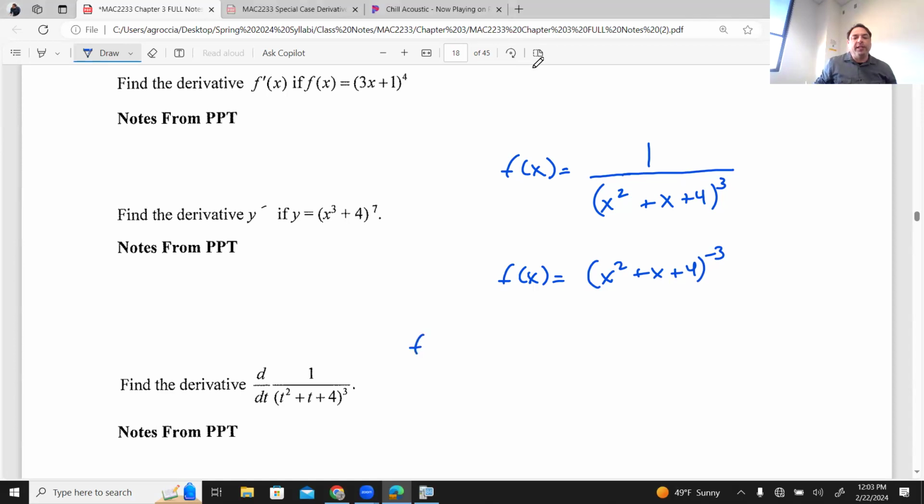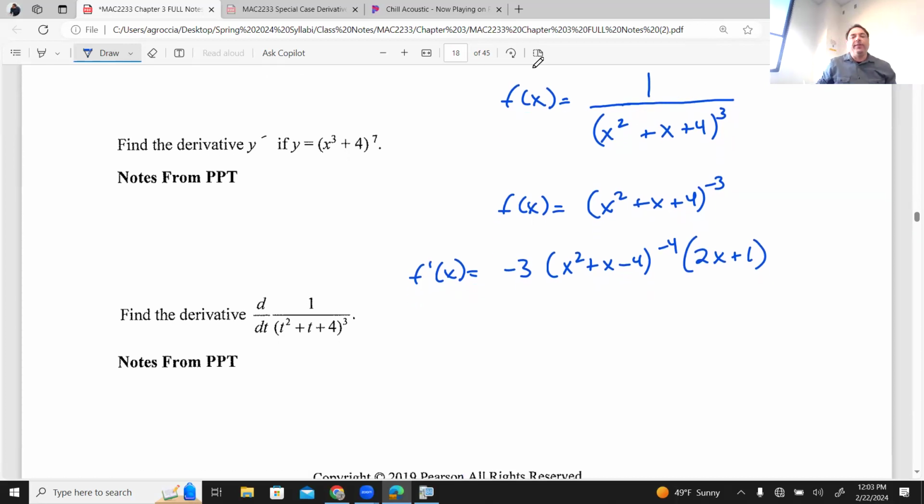In chain rule, I think we like a little bit better than quotient rule. The negative 3 goes in front. Inside stays the same. Negative 3 minus 1 is negative 4. Times the derivative of the inside, 2x plus 1. Notice that I'm just doing the derivative now. I'm not doing each one. We should be pretty good at derivatives now. So that would be the derivative.